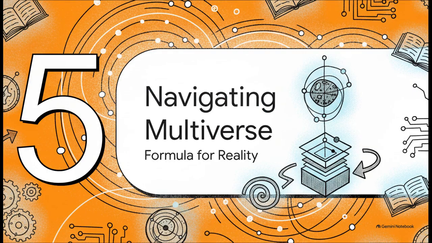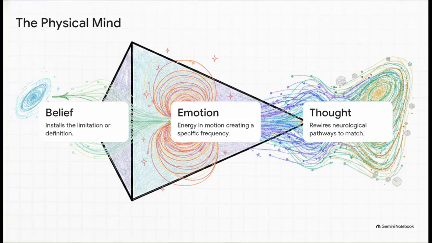And that leads us to our final part, Section 5. Navigating the multiverse, the formula for reality. Let's look at the actual instruction manual for operating this reality mechanism. This three-step triad structure basically forms the physical mind's prism.